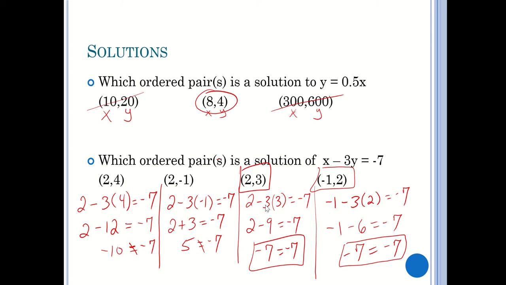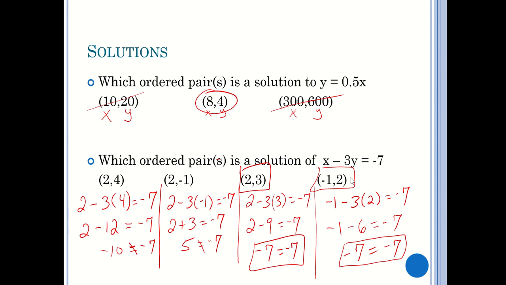All right, check out what happens here. We multiply first. That would be 3 times 3, so it's 2 minus 9 equals -7, and 2 minus 9 is -7, so -7 equals -7. That is a true equation, so (2, 3) is a solution. Same thing for the last ordered pair, (-1, 2). -1 goes in for x, 2 goes in for y. 3 times 2, we have to multiply before we subtract, so we get 6. -1 minus 6, we get -7. -7 equals -7. That is also a solution.